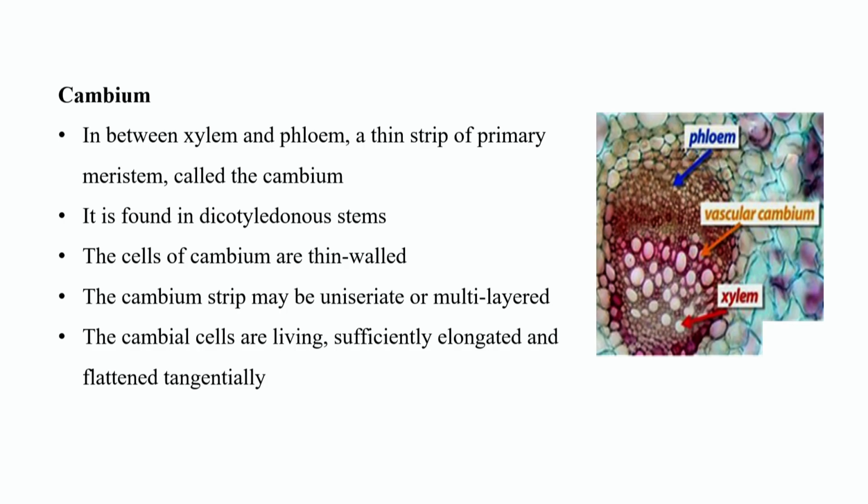Now, coming to cambium. Between xylem and phloem, a thin strip of meristematic tissue will be there, which is known as cambium. The cambium will also be developed from procambium. It is not that it is formed first as cambium. The tissue which is first formed will be procambium, and then this procambium will give rise to xylem, it will give rise to phloem and also the cambium.